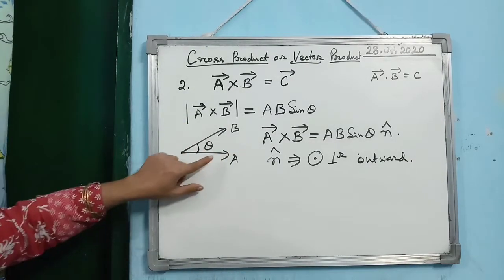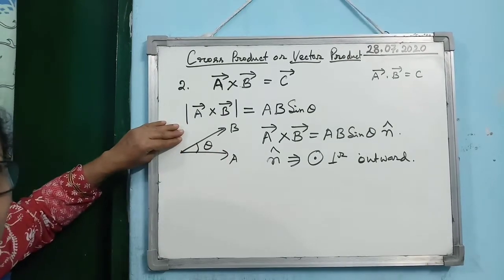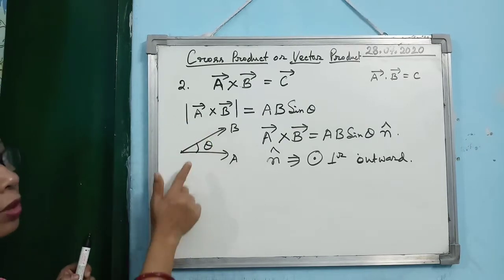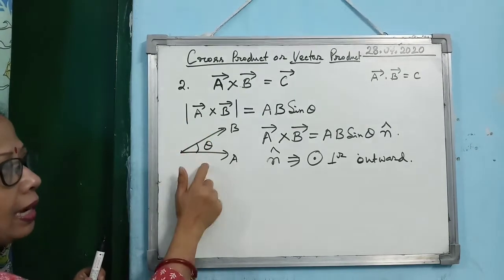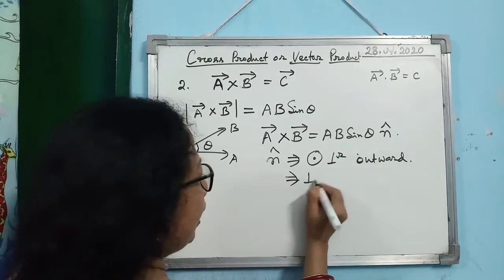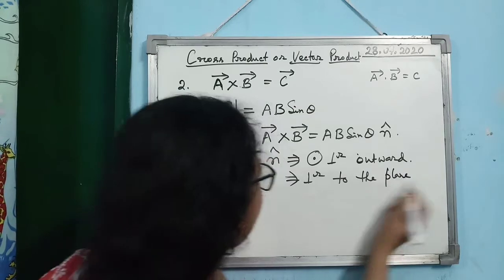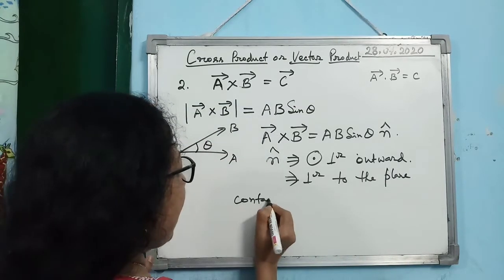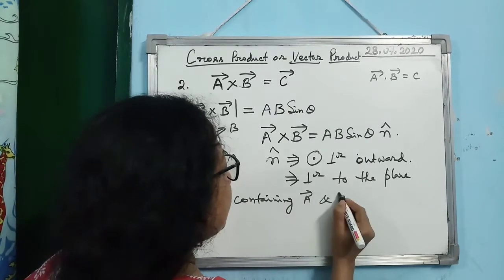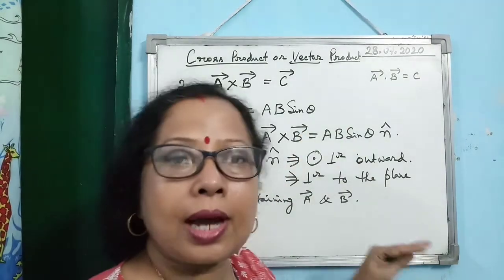Again, just try to understand it. Where I have drawn the vectors A and B on the plane of the board, I am getting the vector n perpendicular to the plane. So you can write down that the direction of n is perpendicular to the plane containing the vectors A and B. I hope the concept of cross product is clear.